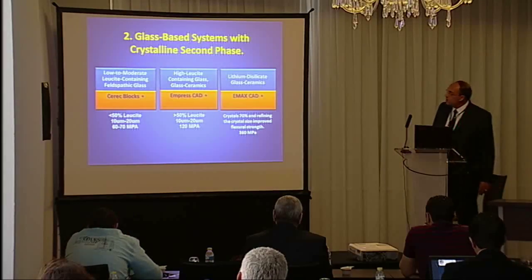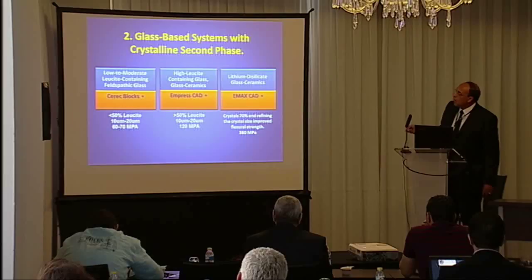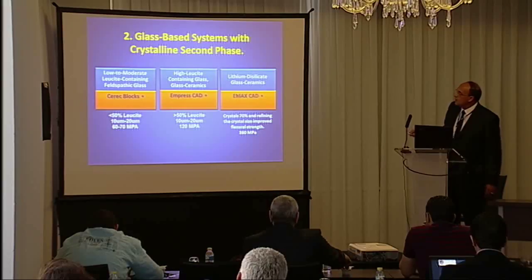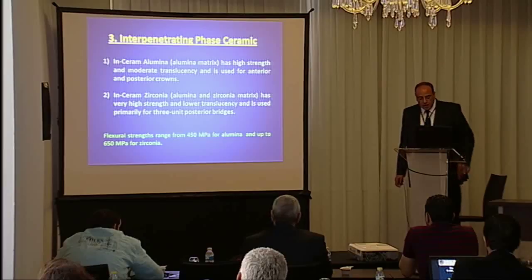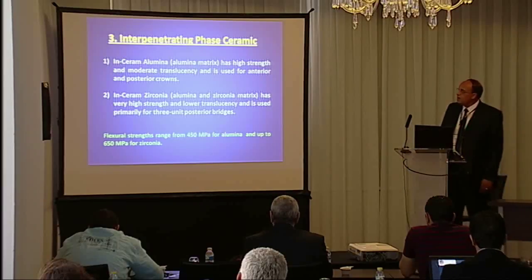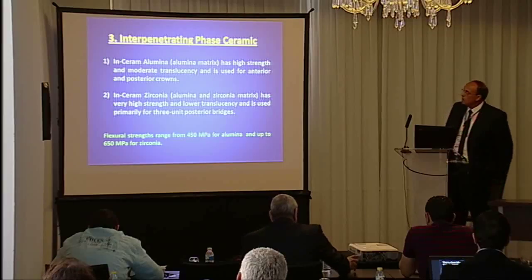2, the glass-based systems with crystalline second phase range from moderate to low lucid, containing feldspathic glass as spheric blocks, to high lucid, containing glass as glass ceramics, Empress CAD, and 3, lithium disilicate glass ceramic as Emax CAD. Interpenetrating phase ceramic as alumina in Ceram and in Ceram zirconia.